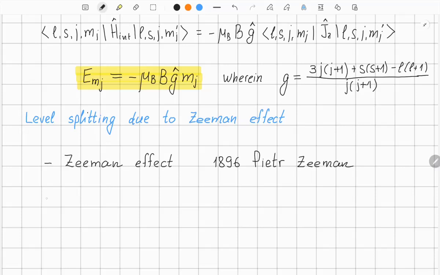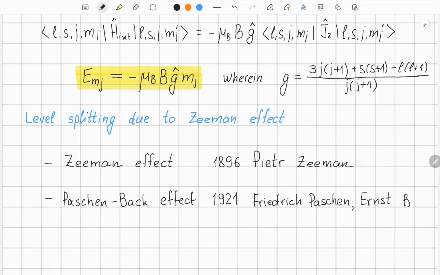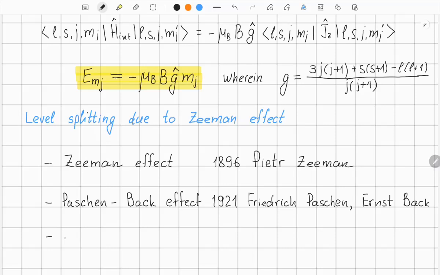The Paschen-Back effect, discovered in 1921 by Friedrich Paschen and Ernst Back, is essentially the high-field counterpart of the Zeeman effect, where the magnetic interaction becomes stronger than the spin-orbit coupling. The g factor, which plays a crucial role in describing the splitting of energy levels in a magnetic field, was introduced in the early 1920s by Alfred Landé, a German physicist. His work helped explain the so-called anomalous Zeeman effect and contributed significantly to the development of quantum theory.